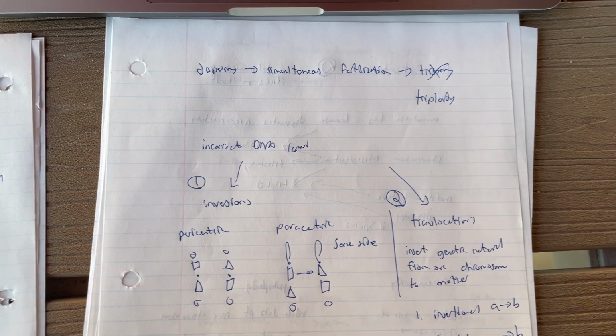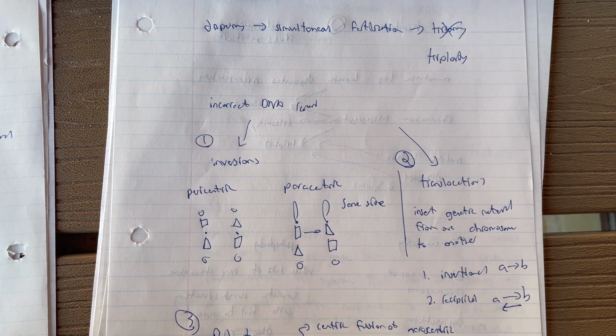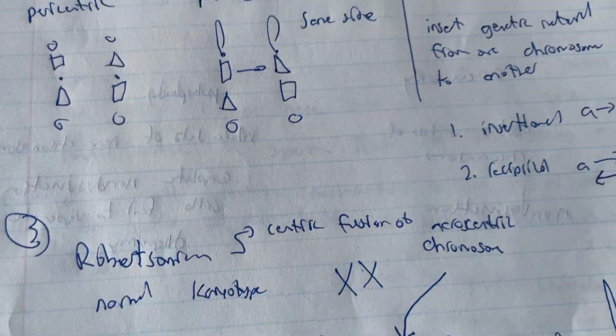So now moving on to incorrect DNA repair, you have these 5 major types. Let's start off with the easy ones. You can have deletions and duplications. Super simple.